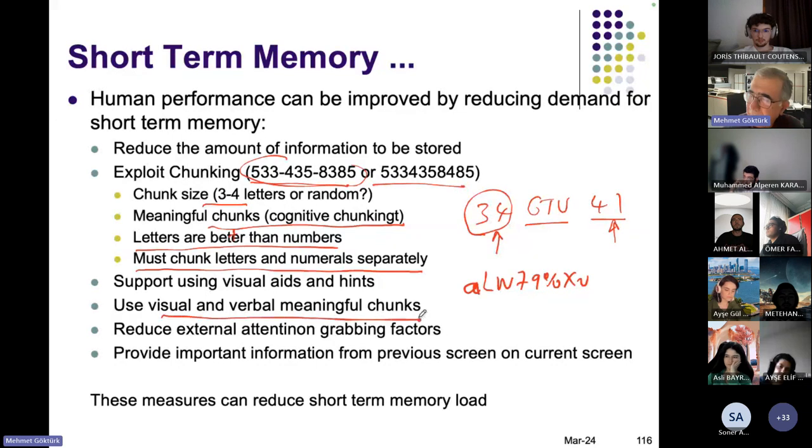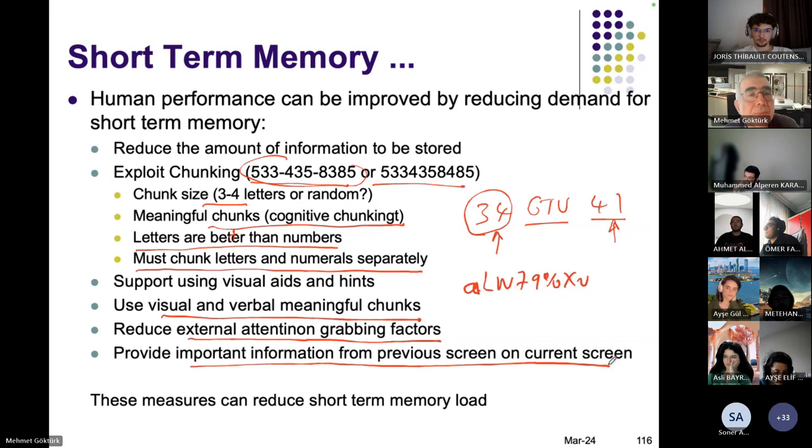Use visual and verbal meaningful chunks. If possible, reduce external attention-grabbing factors, and provide important information from the previous screen on the current screen. Don't require people to memorize information from previous screens in the interaction. If they have to remember, put it on the screen. These measures can reduce short-term memory load, and at the end of the day, cognitive resources are less spent, and people say that this interface is better.